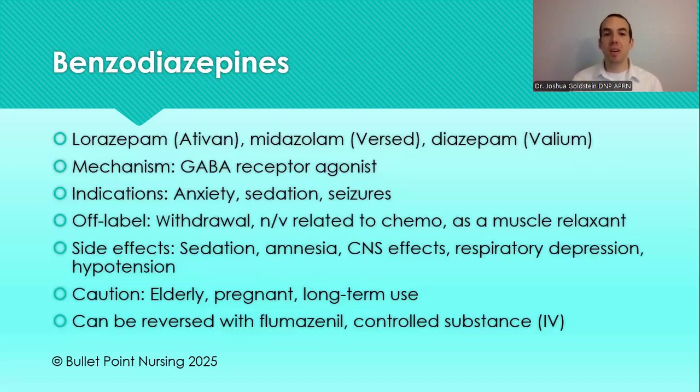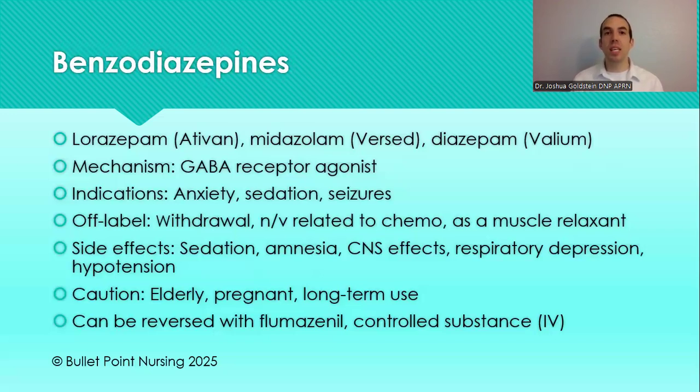You expect the patient to develop sedation. Amnesia would be most common with midazolam, so that wouldn't be an uncommon effect with midazolam. If you see that on a test, that's normal. CNS effects mostly relate to sedation. Respiratory depression and hypotension are two more issues.